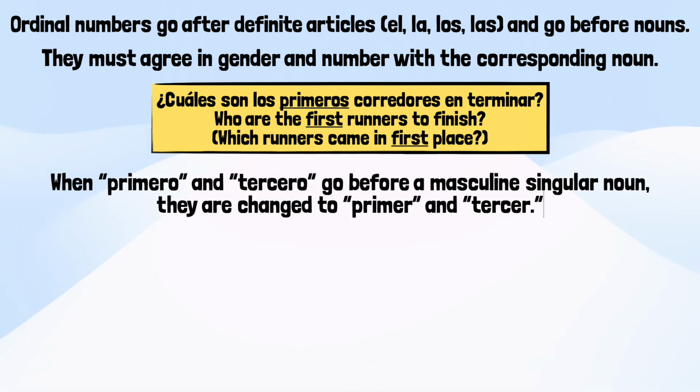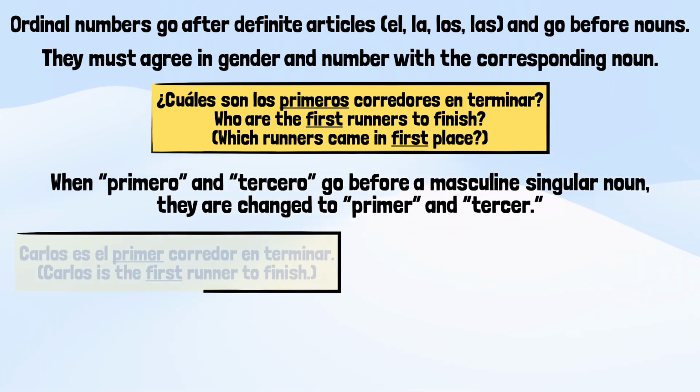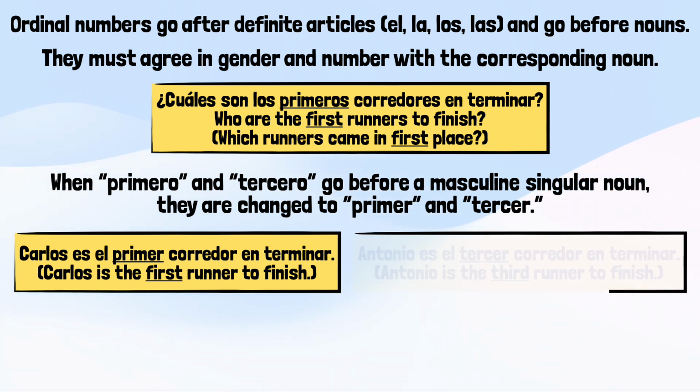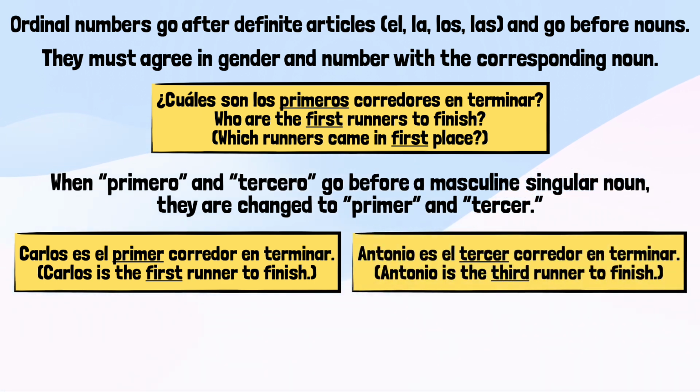When primero and tercero go before a masculine singular noun, they are changed to primer and tercer. For example, Carlos es el primer corredor en terminar. Carlos is the first runner to finish. Antonio es el tercer corredor en terminar. Antonio is the third runner to finish.